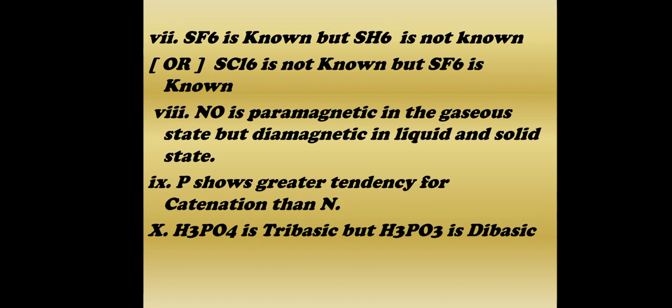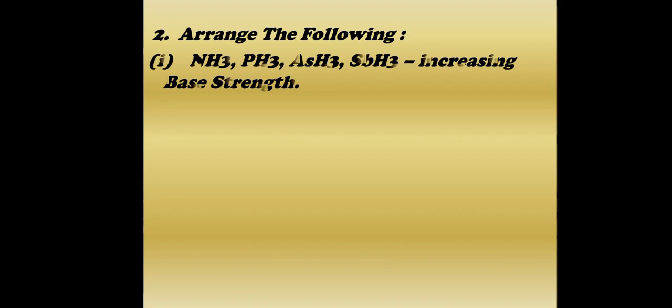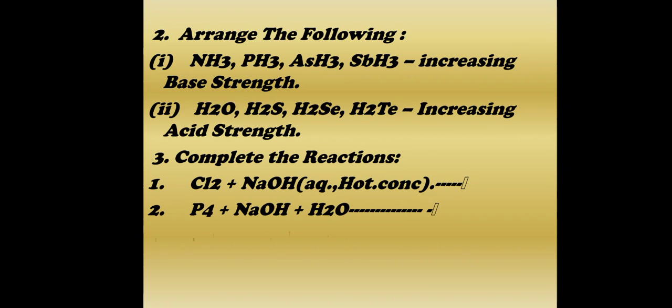We are discussing that H3PO4 is tribasic, H3PO3 is dibasic. Sometimes arrange-the-following type questions are asked: increasing base strength, increasing acid strength. So you can arrange them. Base strength depends on the availability of the lone pair of electrons, and acid strength depends on the distance between hydrogen and the element.